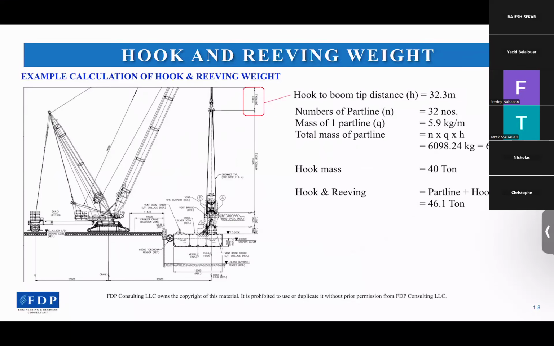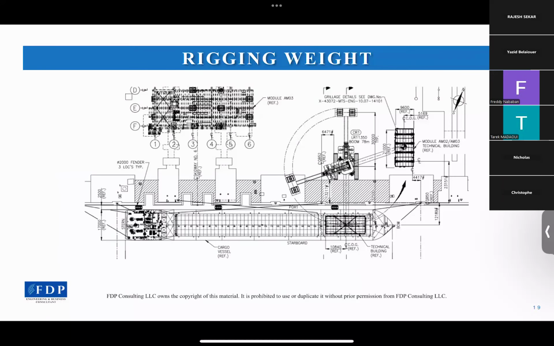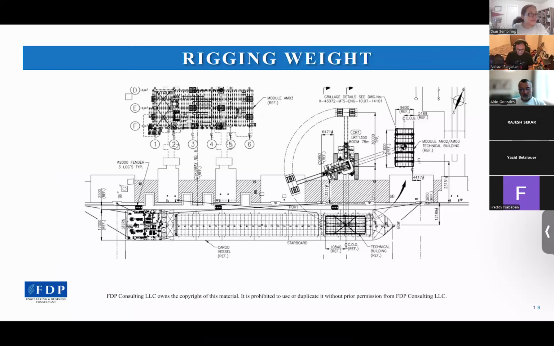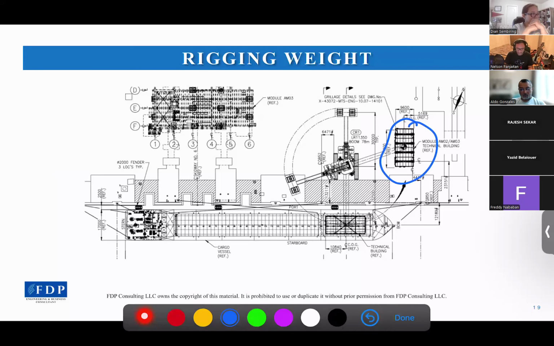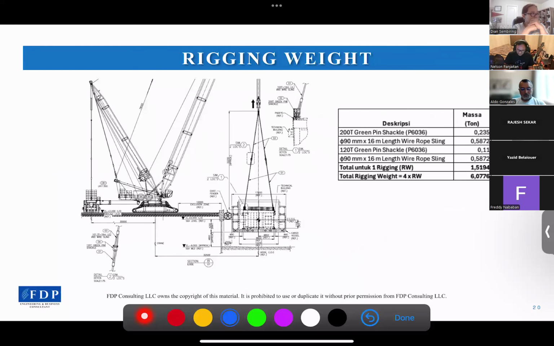So that's for the hook and reefing calculation. We continue to the rigging weight. I think you are familiar with the rigging weight calculation. For example, we have a technical building here going to be lifted from the vessel to the yard. And this is the rigging design in the table. Now we are going to calculate the rigging weight.